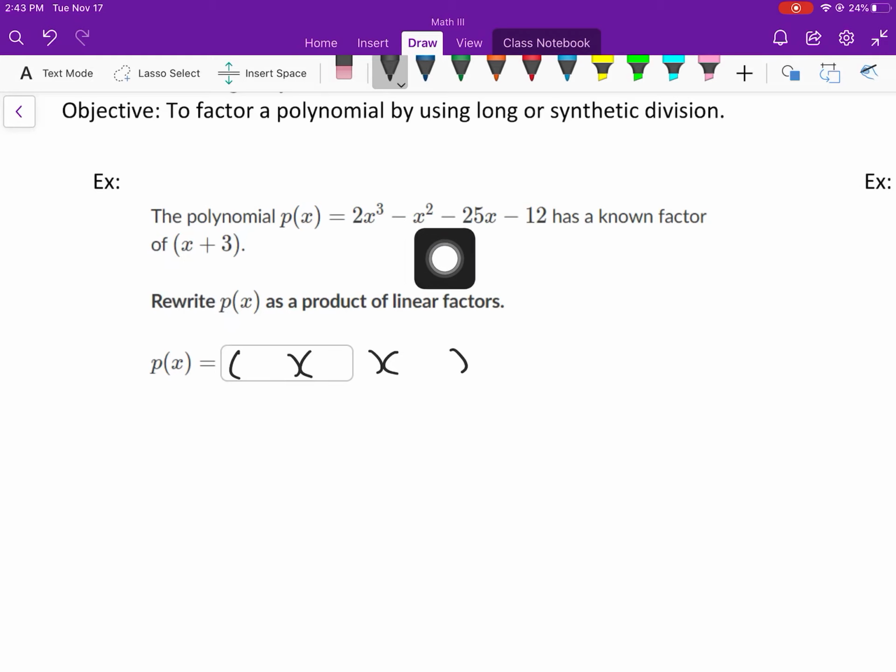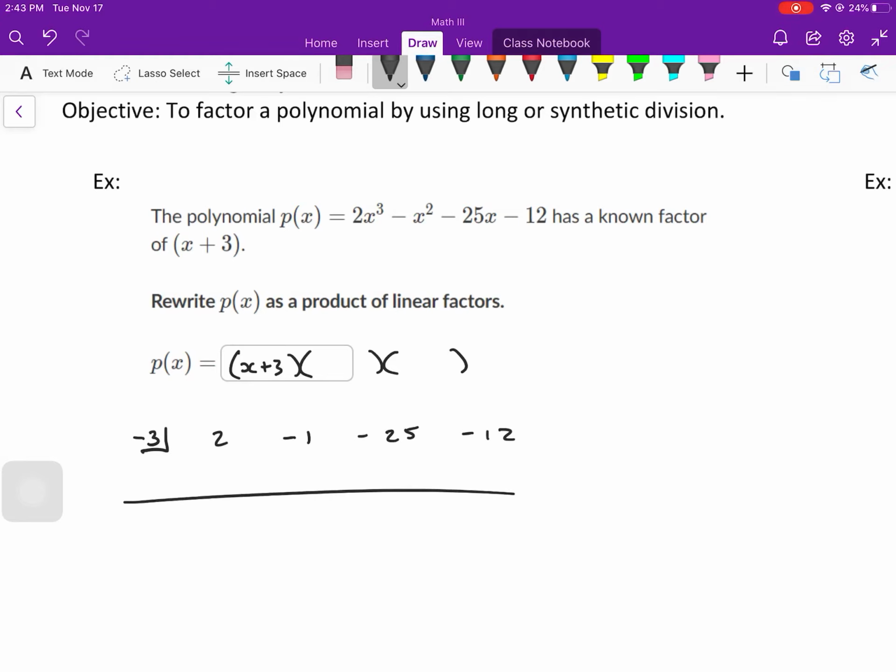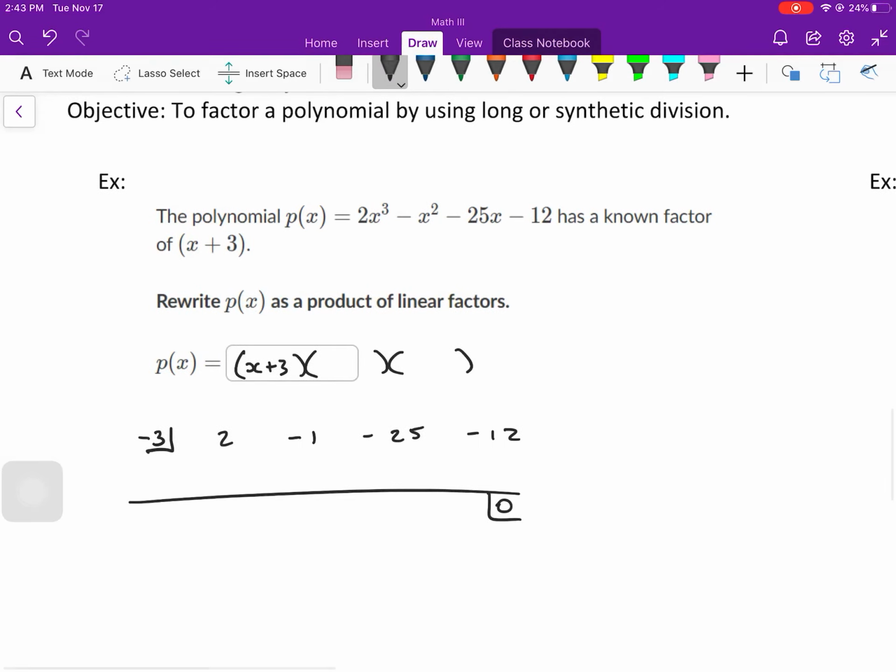And one of them is given, x plus 3. So we have a known factor of x plus 3. So we're going to do synthetic division just as we did in the last section. If x plus 3 is a factor, we'll put negative 3 in the box. List our coefficients of the polynomial that we're factoring. And you should have a remainder of 0. If this isn't 0, then that wouldn't be a factor, so you might have made a mistake. So just make sure you end up with a 0, because if it is a factor, you won't have a remainder. And I think we learned that in one of the future sections.